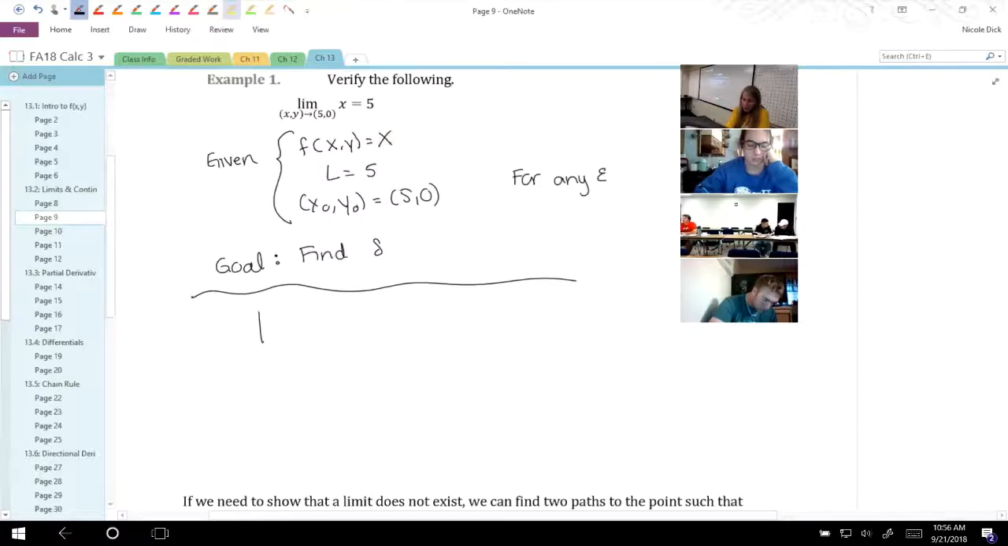So we're going to have the function, which is just x, minus its limit, which is 5. And that has to be less than epsilon. And then the goal is to take this, and like I said, we want to make this look like this other part of the square. So 0 is less than the square root of x minus 5 squared plus y minus 0 squared less than delta. That's kind of our goal. Okay, we want to be able to make this look like this.